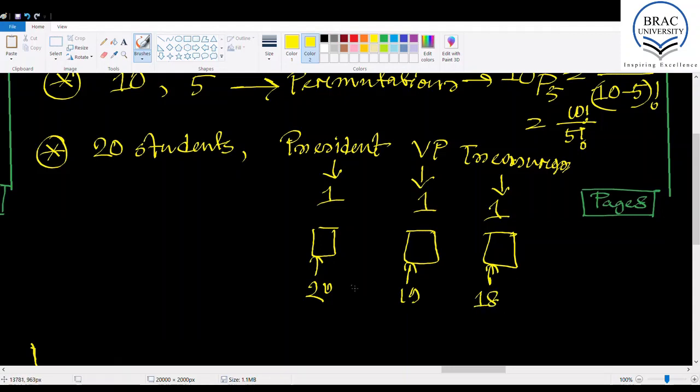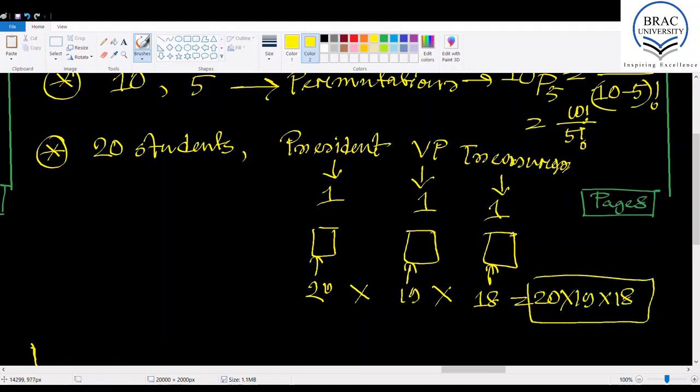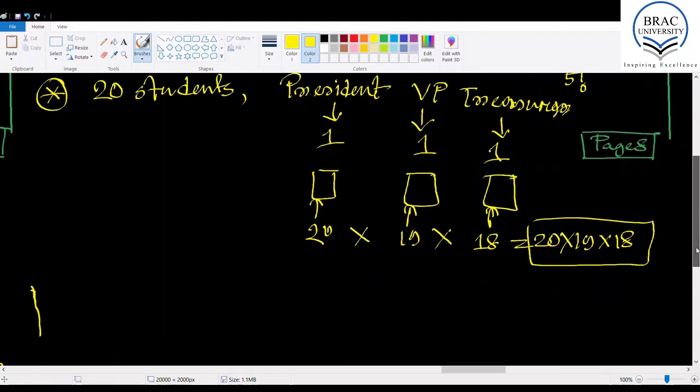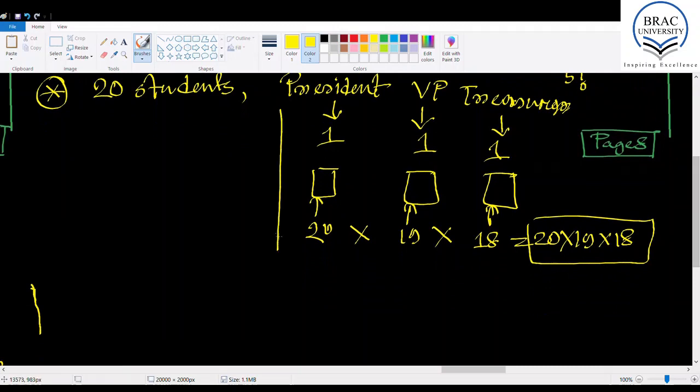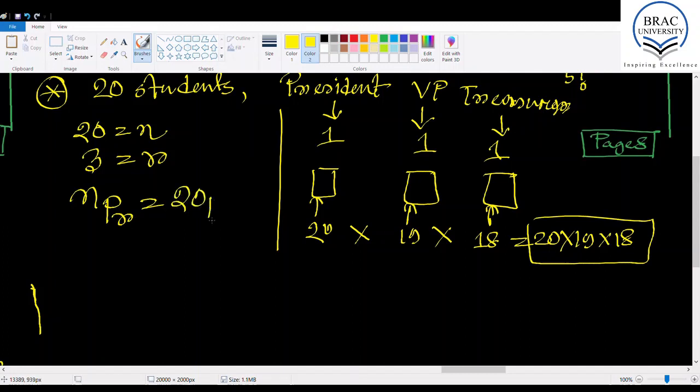From the counting principle we can easily say that there could be 20 into 19 into 18 different ways through which he can form a committee, and it can also be answered using the concept of permutation, because the teacher has 20 different elements, which is n equals 20, and r is equal to 3, right? So the total number of permutations will be nPr, that is 20P3.